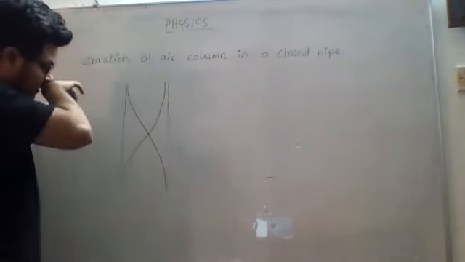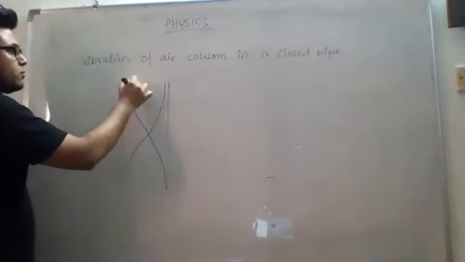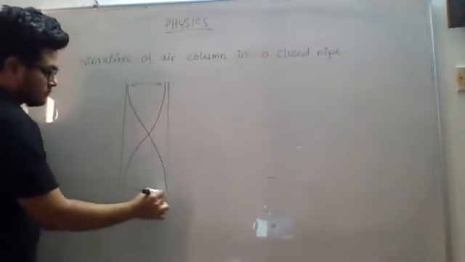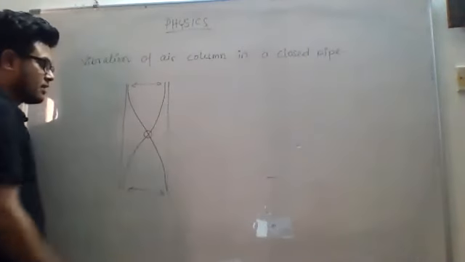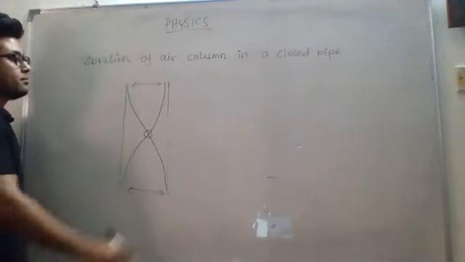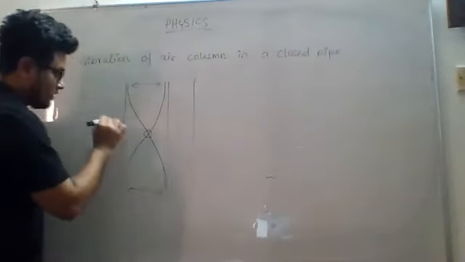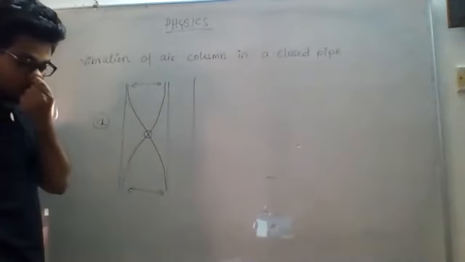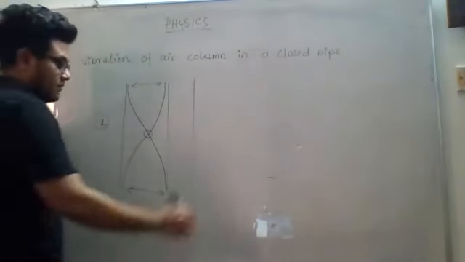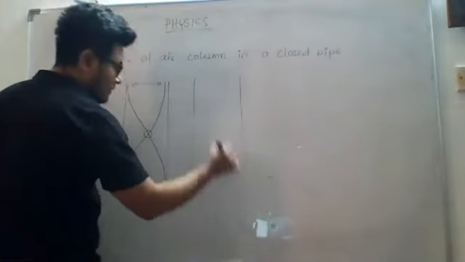Now look, since both ends are open, what will be created at both ends? Antinodes will be created, right? In the middle only one node will be created. Okay, now if you increase, so in this case this is the fundamental. Okay, let us say the frequency of the fundamental tone is x. Now if I increase, then what will happen?